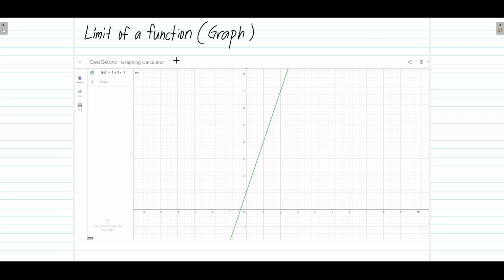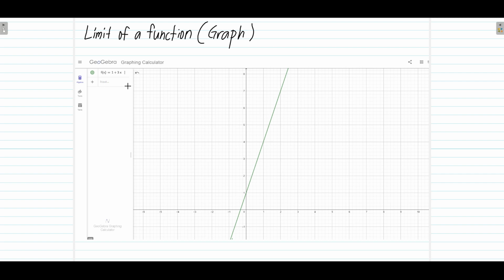In this lesson, we will be getting the limit of a function using the graph of the given function. So this time we're going to use a graphing calculator called GeoGebra. You may go to geogebra.org/graphing and then just type your function, and then you're going to have the graph of that function.